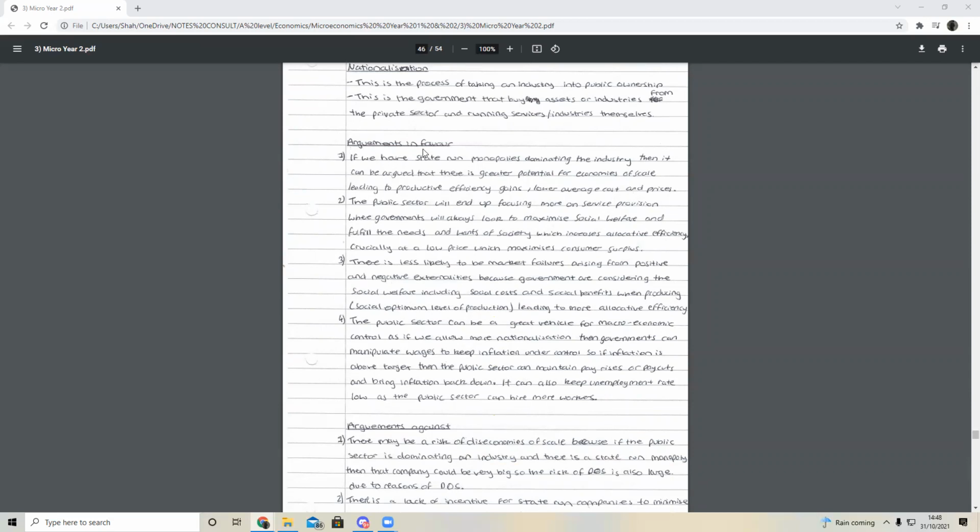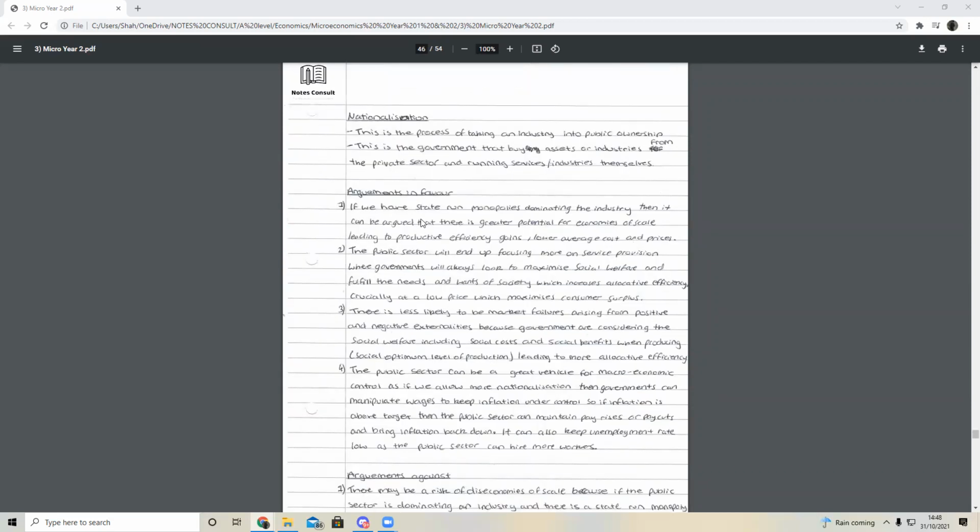Arguments in favor of nationalization. If we have state-run monopolies dominating the industry, then it can be argued that there's greater potential for economies of scale, leading to productive efficiency gains, low average cost and prices. The public sector will end up focusing more on service provision, whereas governments will always look to maximize social welfare. So the government will try to maximize social welfare or increase allocative efficiency.